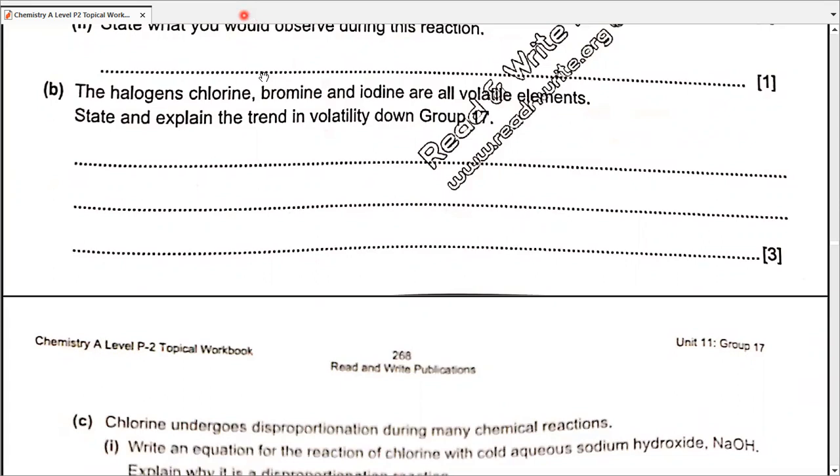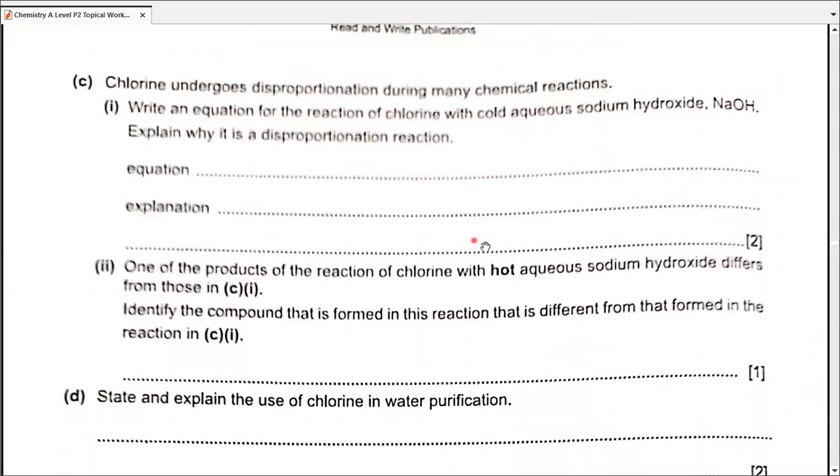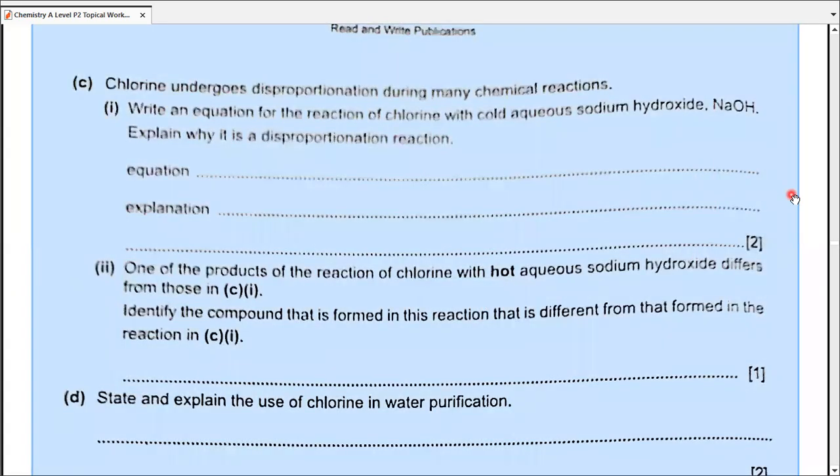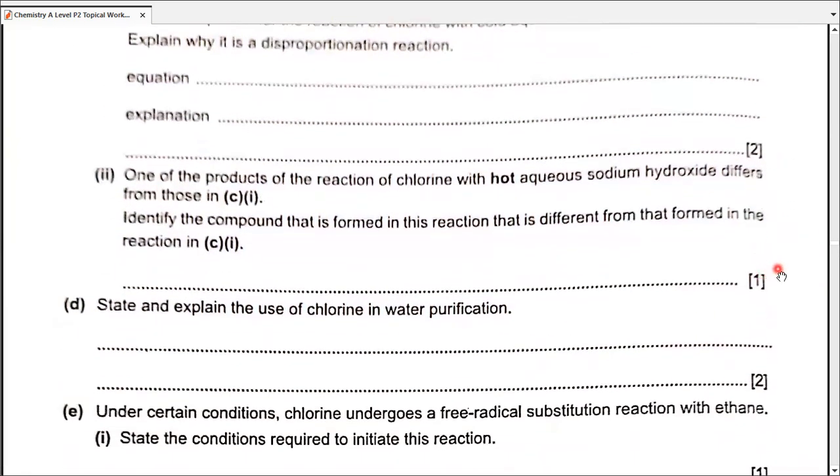Volatility decreases because the intermolecular forces between the molecules are getting stronger due to the increasing number of electrons. Perfect answer. Okay, let's see what do we have over here. We have done it two to three times, so let's not go with the disproportionation equation of NaOH and chlorine.